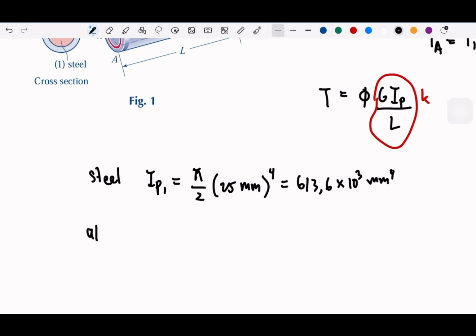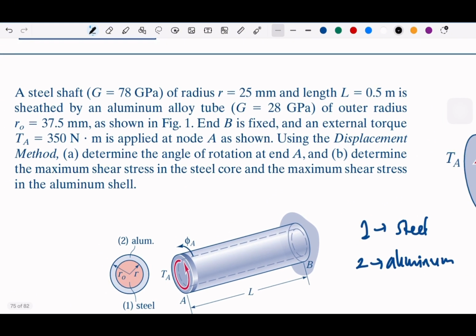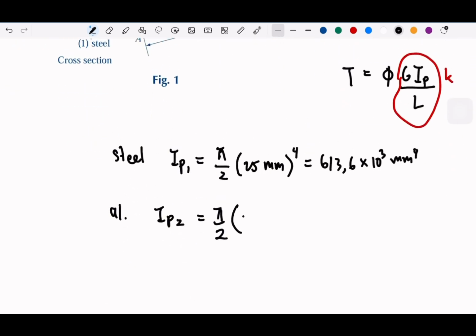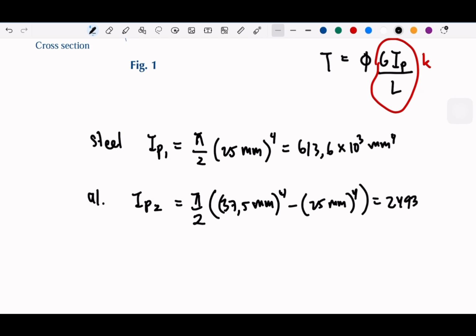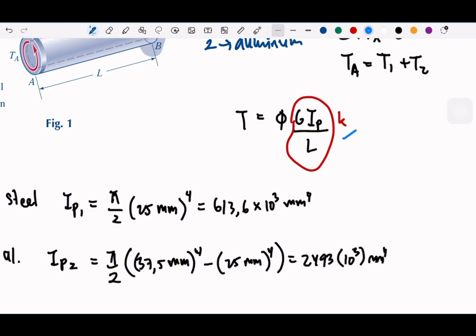And then for aluminum, we have a hollow section. The outer radius is 37.5, so 37.5 to the power of 4 minus 25 to the power of 4, and this will be 2493. Okay, we have two inertias, and then we can compute this small k.